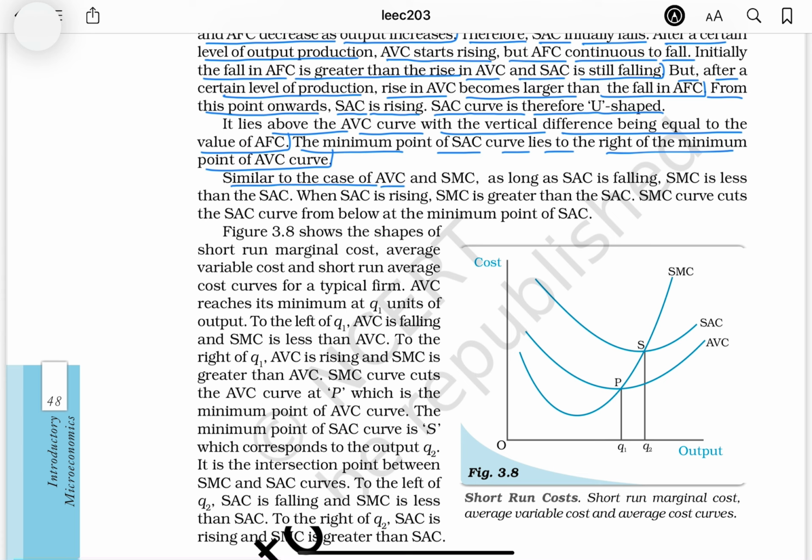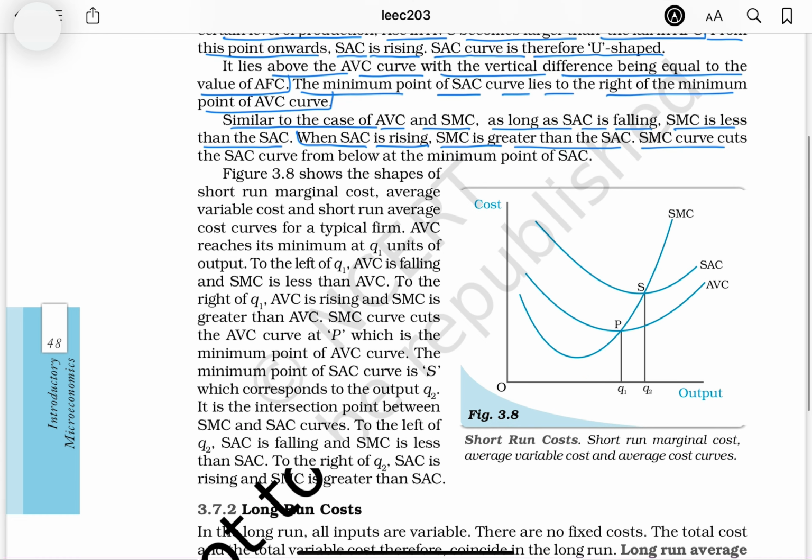Similar to the case of AVC and SMC, as long as SAC is falling, SMC is less than the SAC. When SAC is rising, SMC is greater than the SAC. The SMC curve cuts the SAC curve from below at the minimum point of SAC.